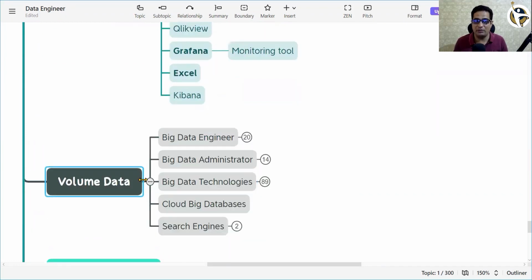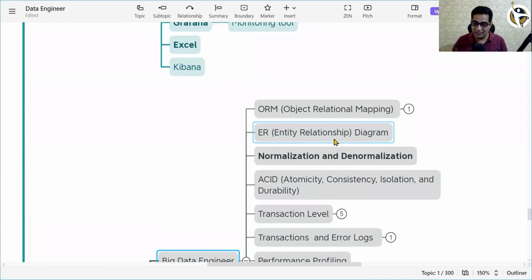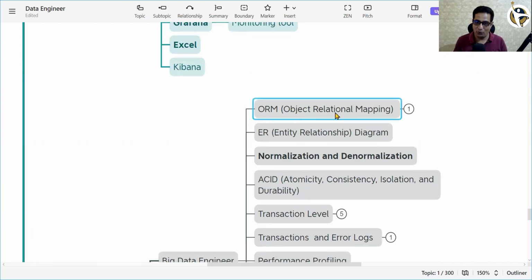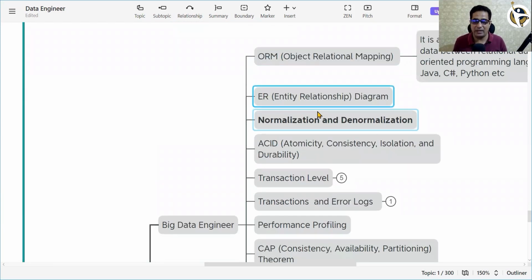Moving on to the next part, which is volume data. When I say volume data, it means something which is beyond RDBMS. That's where I mention it as a big data engineering career path. As part of the big data engineer career path, and even in case of RDBMS, you need to know the ORM model, that is object relational mapping model. Every programming language, whether it's Java, C#, or Python, has an ORM framework. Then the entity relationship diagram, that is, how to design your high level requirement into an intermediate understanding in proper data modeling format. That's where the ER diagram plays a very important role.